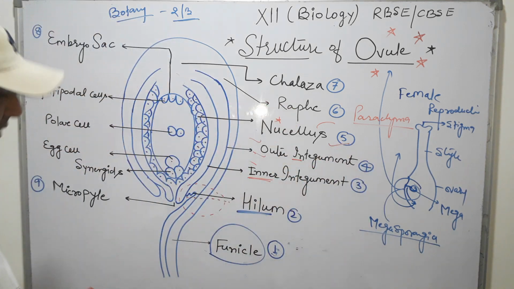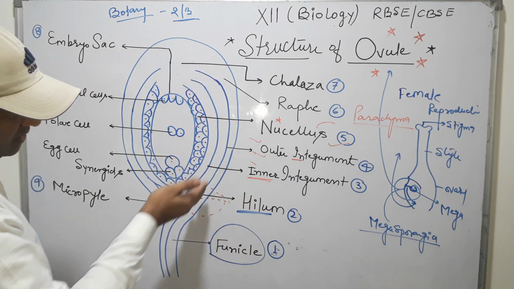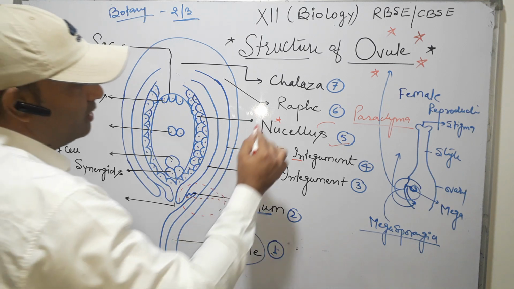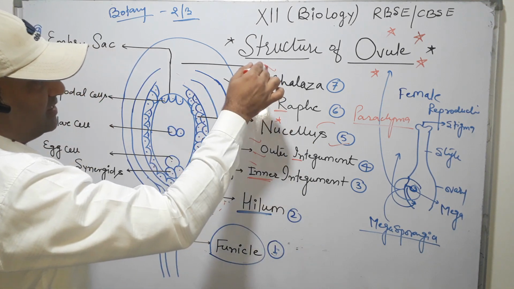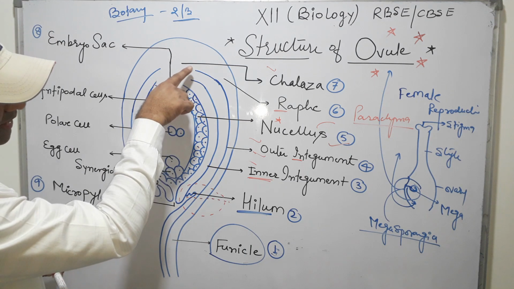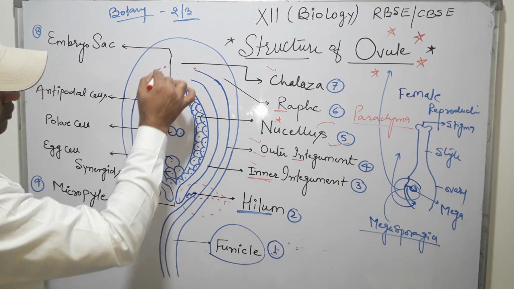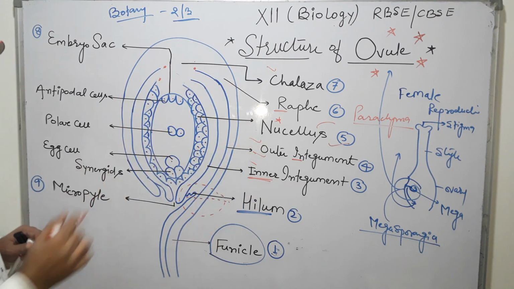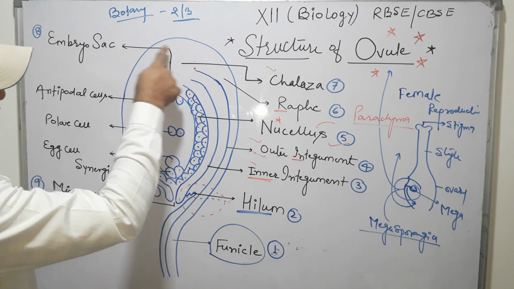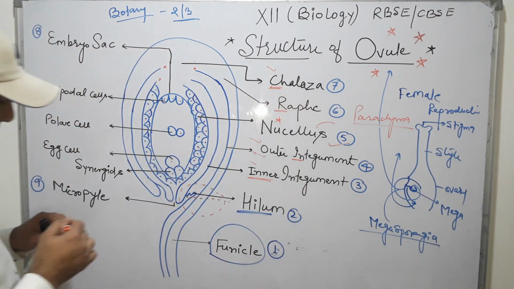Now sixth, raphe. Raphe is a longitudinal ridge which runs from the upper region to the funicle. So this region is called raphe. Next is the chalaza. Chalaza is the basal part of the integuments, the region from where the integuments originate. It is present opposite to the micropyle. Number 7 is the chalaza.